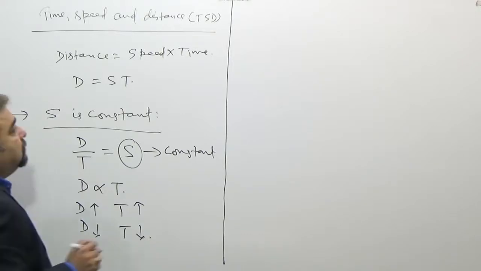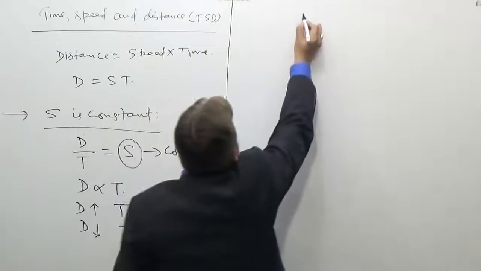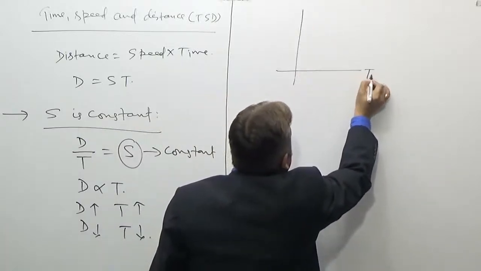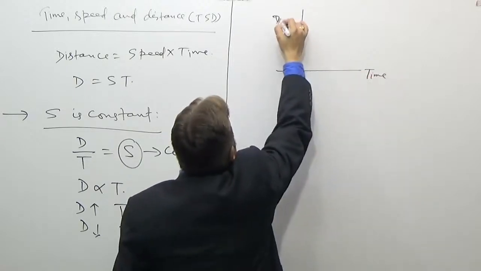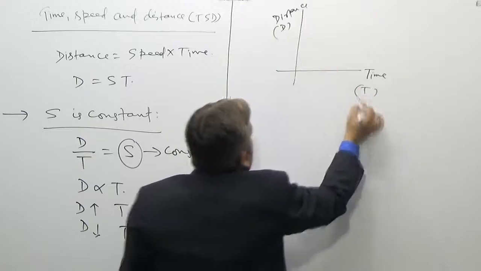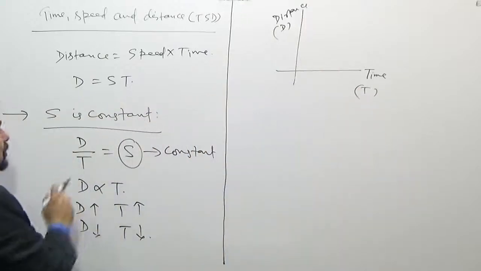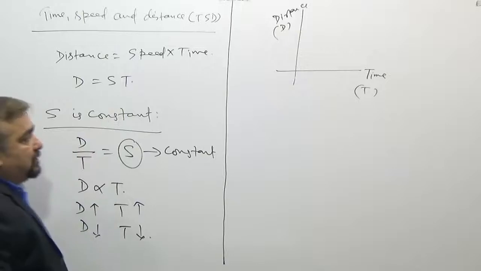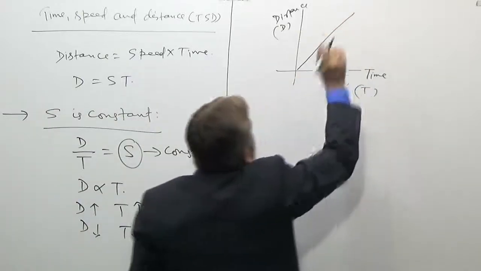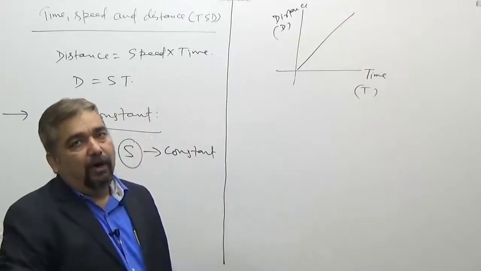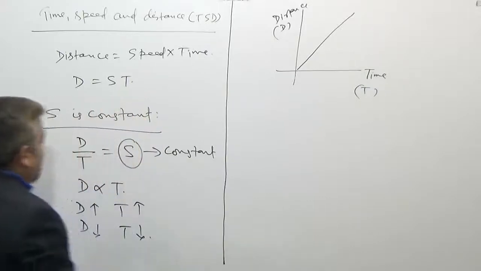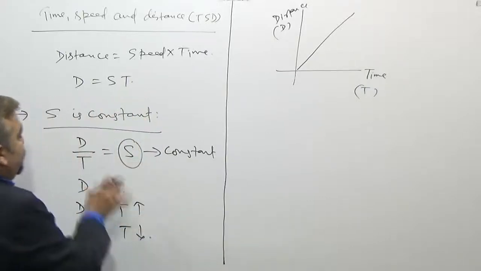And if we make the graph, suppose this is time and this is distance D. Distance is directly proportional to time. Given that speed is constant, the graph will be a rising line from left to right. Now, how do we make a ratio from this?